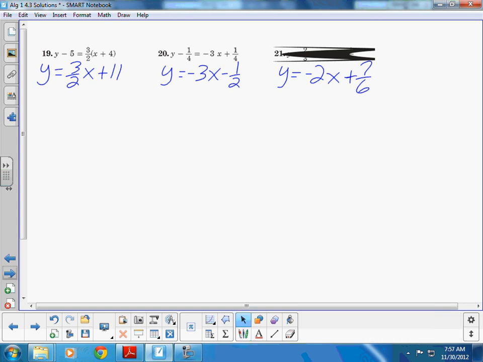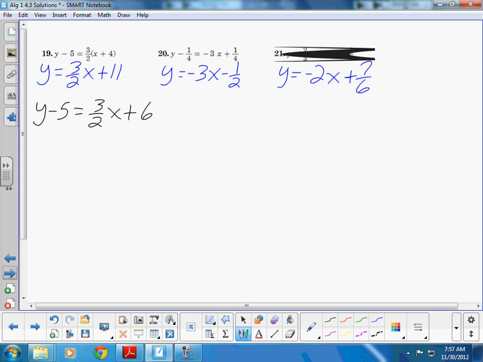Number 19, we're going to have y minus 5 is equal to 3 halves x plus 6. 3 halves times 4 is 6. Add 5 to both sides. We get y equals 3 halves x plus 11.